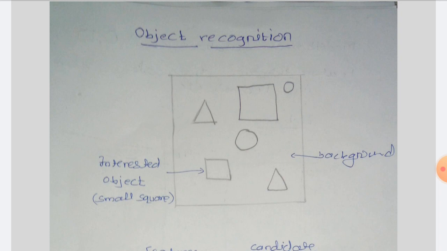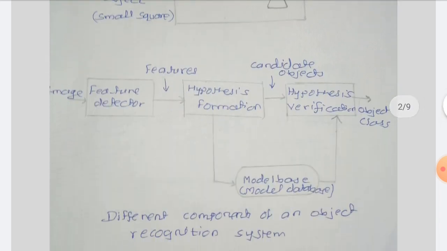Now let us see the components of the system. There are four components. An object recognition system must have the four components to perform the task, and these are: model database, also called model base; second is a feature detector; third is hypothesizer; and the fourth one is hypothesis verifier.